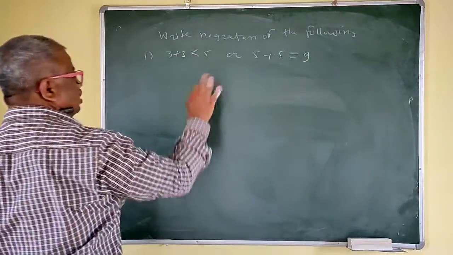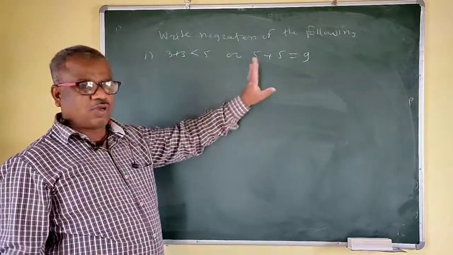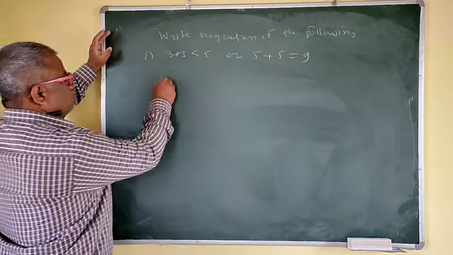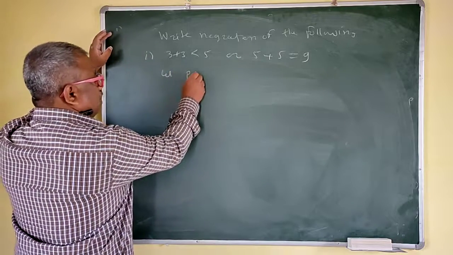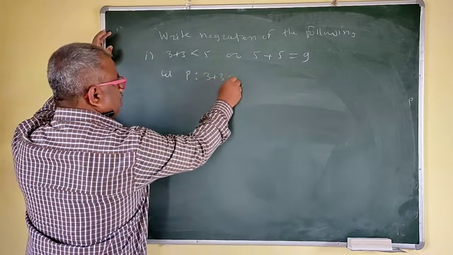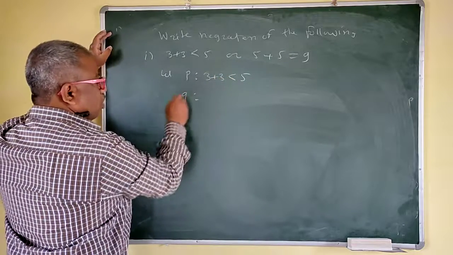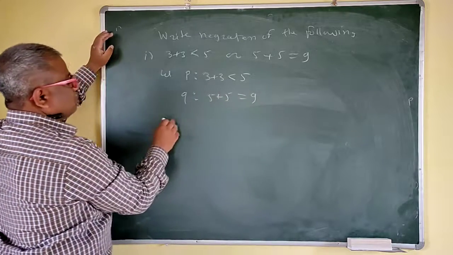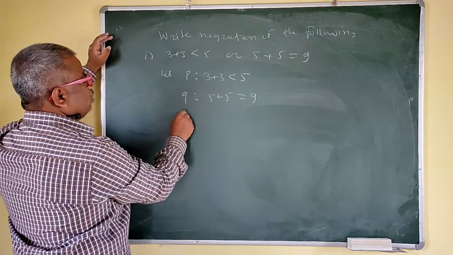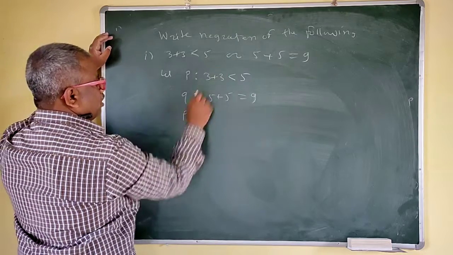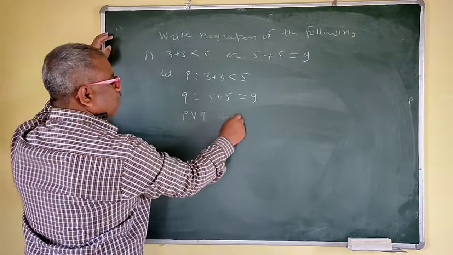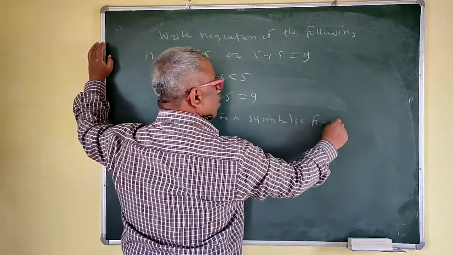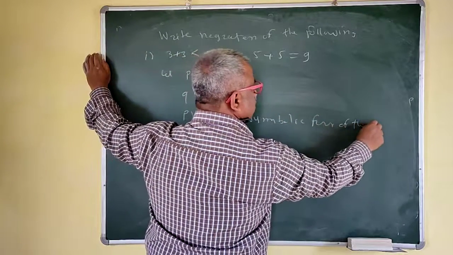So don't see whether this is true. We don't care whether this is true or false. This is a statement, and you have to write the negation of this one. Let P be 3 plus 3 less than 5. Your Q is 5 plus 5 is equal to 9. So the symbolic form of the statement is P or Q.